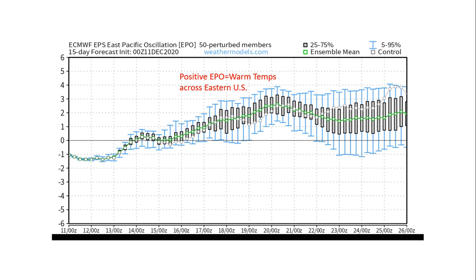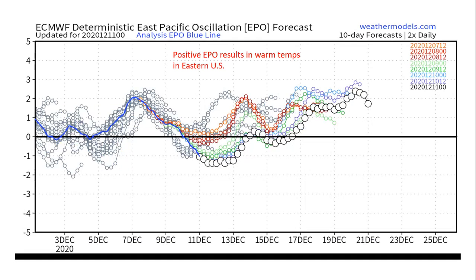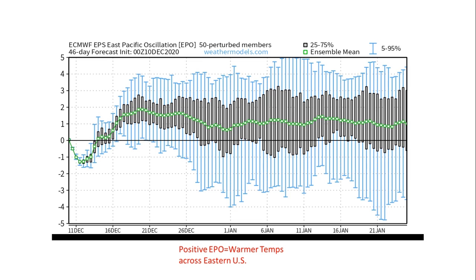That would be indicative of warmer temperatures across the eastern U.S. So you look at the image on the right, positive EPO, mild conditions, not just in the eastern U.S., but across the entire U.S. as a whole. Moving on to the European EPS EPO, 50 perturbed members, more of a negative trend in the short term, becoming positive around the 16th of December, and then just slightly positive throughout the forecast period, all the way out through the end of January.